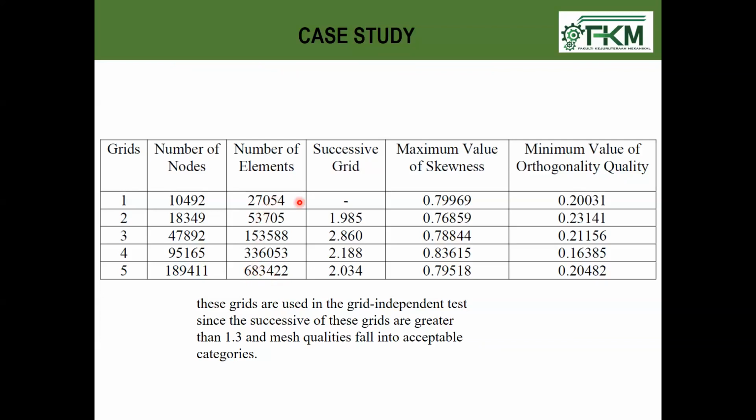So the successive grid ratio for this particular case study, 53 divided by 27, you get 1.9. For this grid you have 2.8, for this grid you have 2.1, and for this grid you have 2. So all are more than the 1.3 ratio. Then we evaluate the maximum value of skewness. Make sure it is less than how much? 0.95. And the minimum orthogonality must be larger than 0.001. So everything is passed, everything is okay. Right?